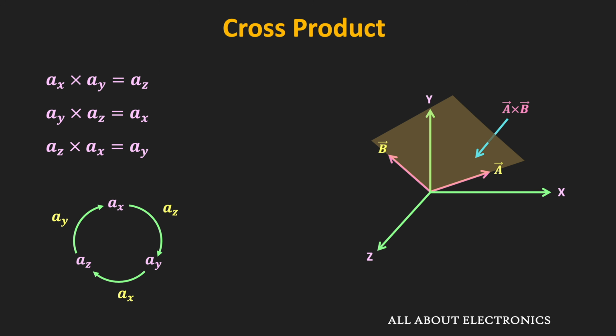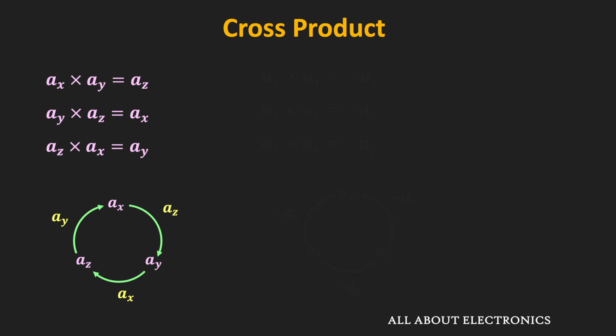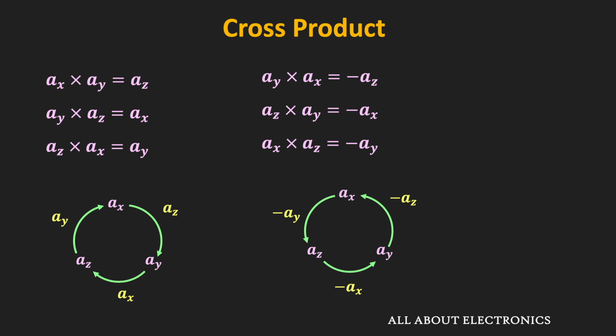But if we move the other way around, or in the anticlockwise direction, then the result will be negative. That means now, this AY cross AX will be equal to minus AZ, and likewise, this AZ cross AY will be equal to minus AX, and similarly, this AX cross AZ will become minus AY.